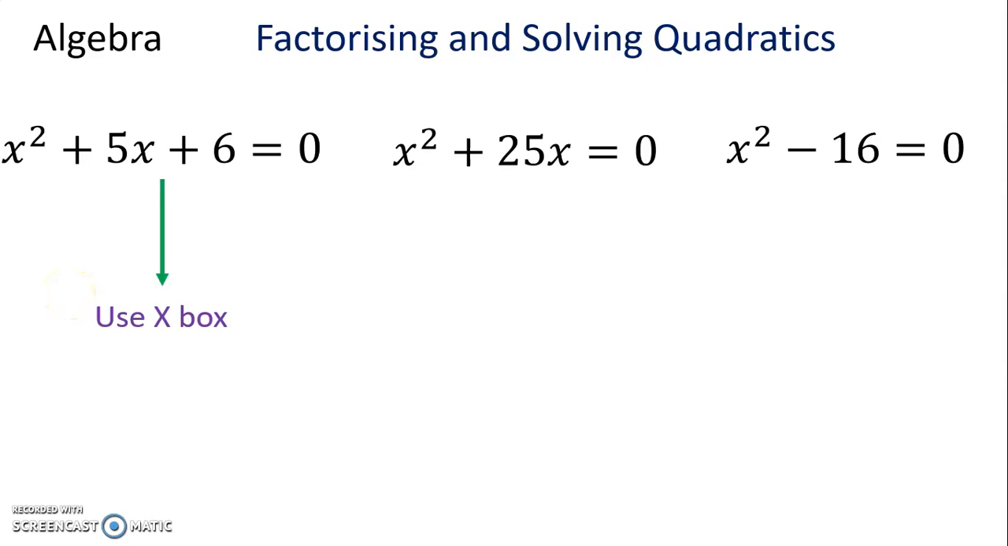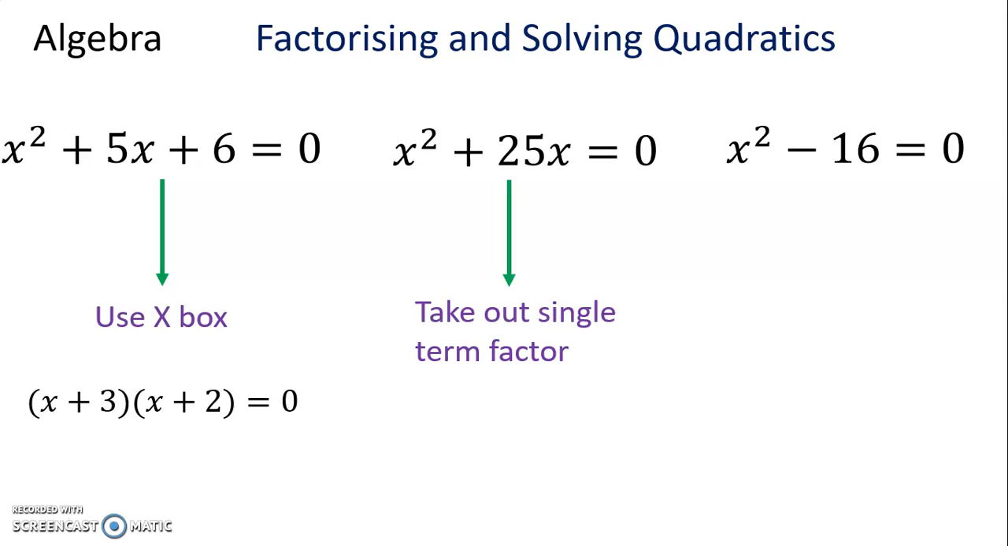So we have got this type over here where we have got an x squared term, an x term and a constant. This is the one where we're going to want to use the x box. We can then put it into its two factor pairs, its two brackets, and then solve. This type here, where there is no constant, this is where you're going to want to take out a single term factor, an x or a multiple of x. So for example, with this one, oh, that should say x plus 25 in the bracket there, not x plus 5. But with this one, we're going to want to just take out the x.